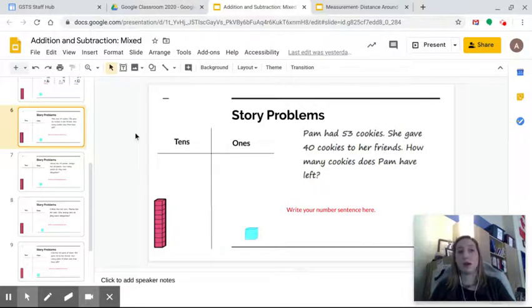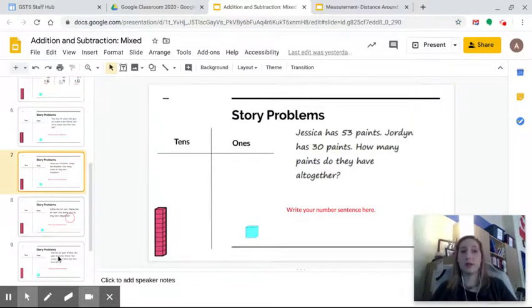You can draw it on a piece of paper. You can draw it on your whiteboard. You can use the tens and ones here. You can write it down on a piece of paper, either 53 plus 40 or 53 minus 40, depending on what the question is asking you, and then you can solve it on a piece of paper. But please, please write your number sentence here when you are finished. And that is for these 1, 2, 3, 4 questions.